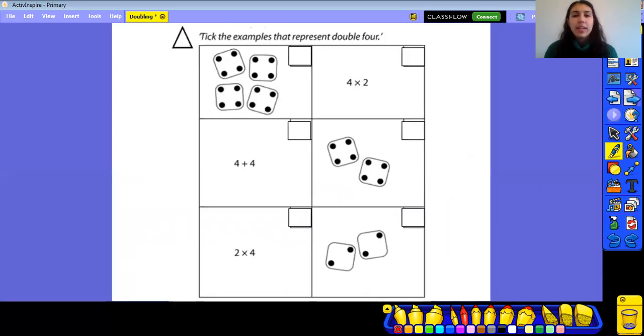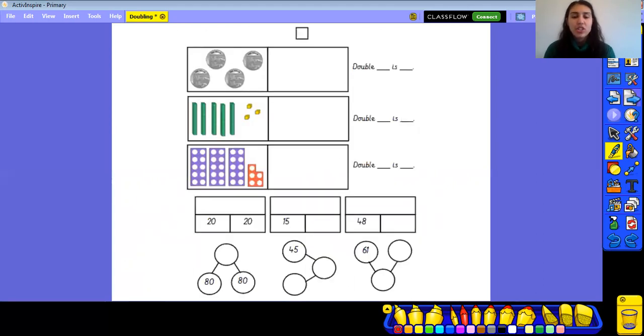Triangle is a reasoning challenge for you. You need to tick all the examples that represent double 4. So think about those pictorial representations. Think about representing it as an addition and a multiplication and all the ways that we can show that something is being doubled. There is more than one. Please be aware.